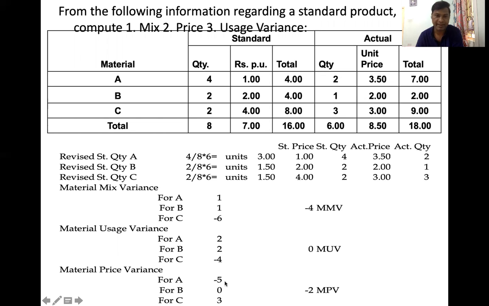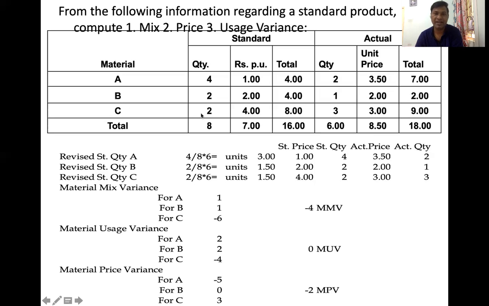And likewise come to B. What is the standard price of material B? 2 rupees, and the actual price is 2 rupees. 2 minus 2 is 0, and 0 into anything is 0. So you don't need to bother, just substitute the values. Into actual quantity, if you take 1 also, it is 0 only. So for B, the material price variance is 0.